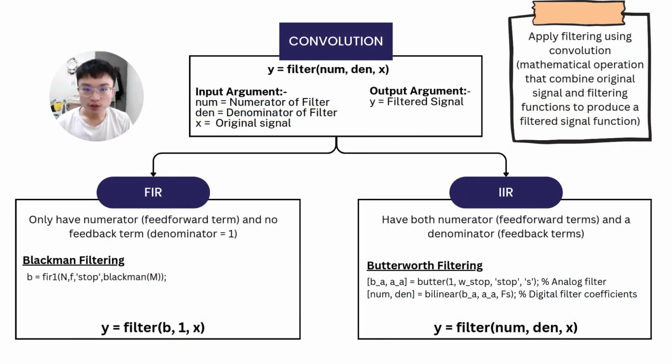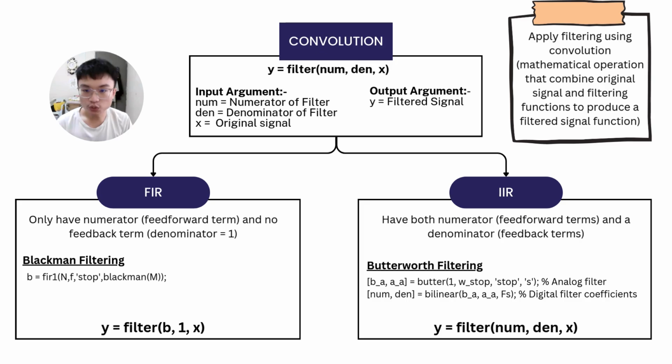So next we are going to apply filtering using convolution. Convolution is a mathematical operation that combines the original signal and filtering functions to produce a filtered signal. In our case, we are using the filter command with input arguments: the numerator, the denominator of the filter, and lastly the original signal, and we get the output as the filtered signal.